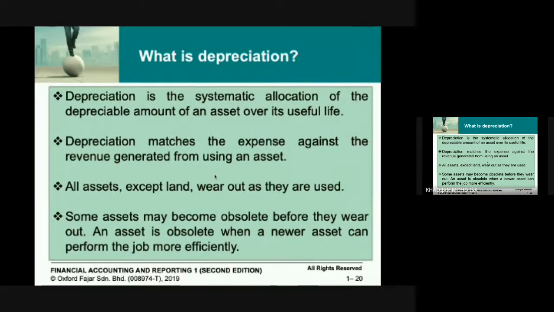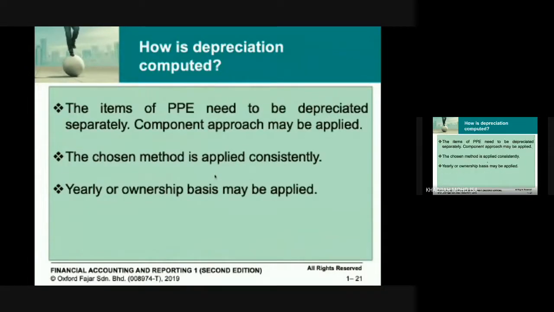Some assets may become obsolete before they wear out. An asset is obsolete when a newer asset can perform the job more efficiently. So how do you compute your depreciation? Every asset, every item, must be depreciated separately. The component approach may be applied. The chosen method is applied consistently, and a yearly or ownership basis may be applied. So it depends on the type of the asset.